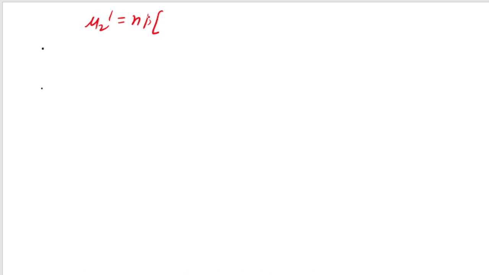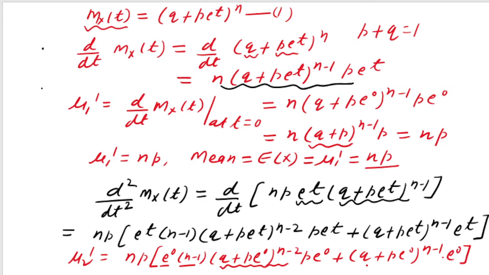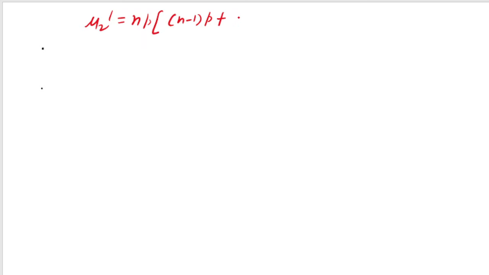You can do it yourself also. So n minus 1 into p, and from the second term what we get, you see this term becomes 1, this term also becomes 1, so I will just get 1. So I got np into n minus 1 p plus 1. I hope everything is clear up to this.